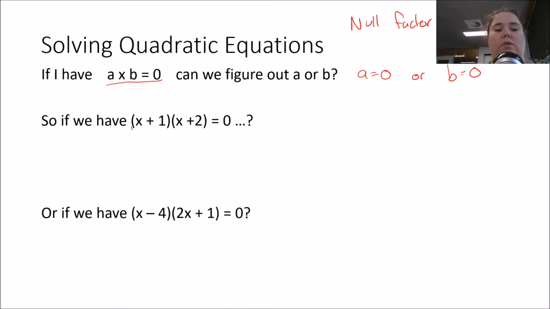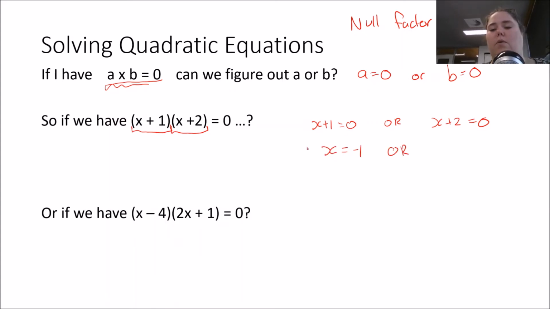So down here we have two things multiplied together. So by our null factor law, that means x plus 1 must equal 0, or x plus 2 equals 0. Either or, doesn't matter, but we have to have both answers. So then we rearrange it, so x equals -1 or x equals -2.